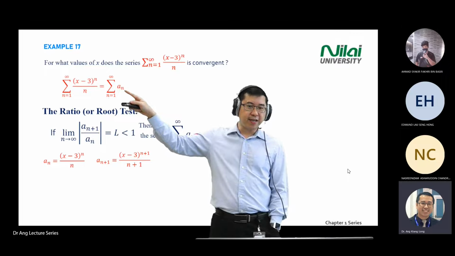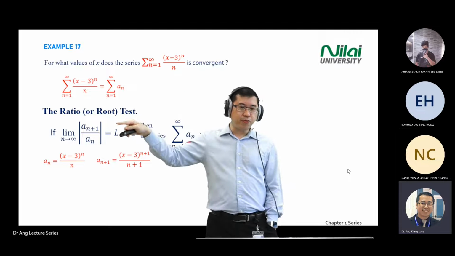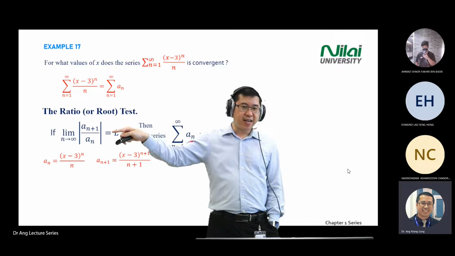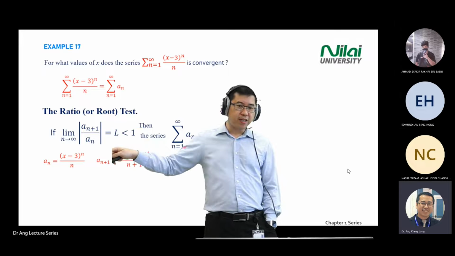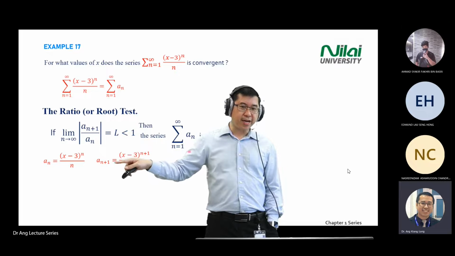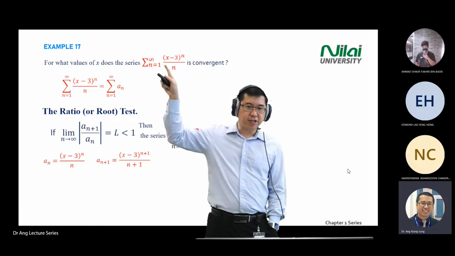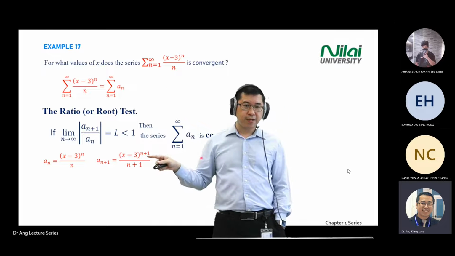You already get the a_n equal to this one. You need to rewrite the second one, the new one, the top one: a sub n plus 1. How do you change the a_n to a_(n+1)? You just change the n. From the equation here, n becomes n plus 1.